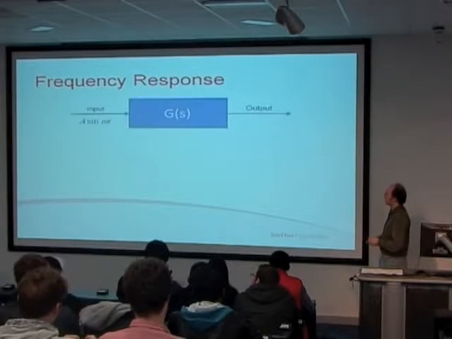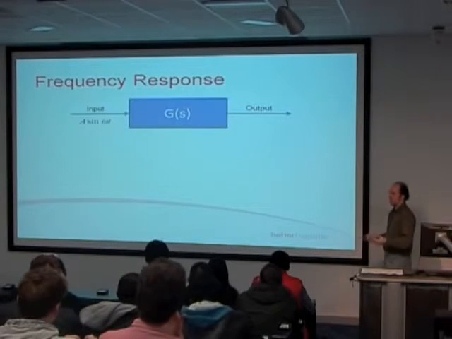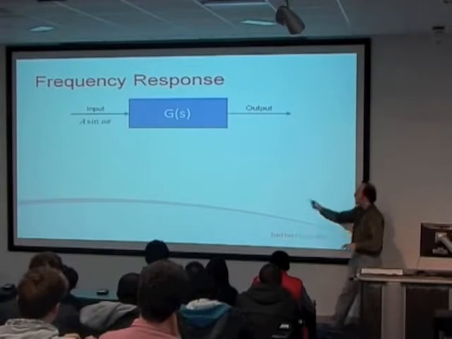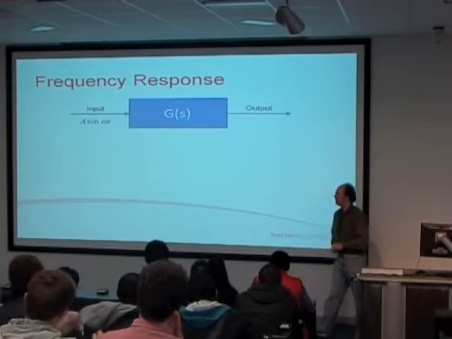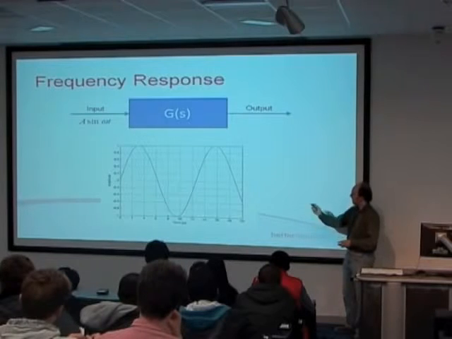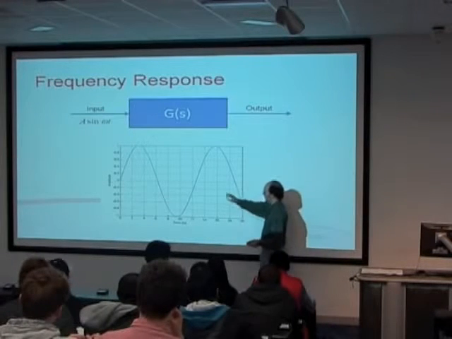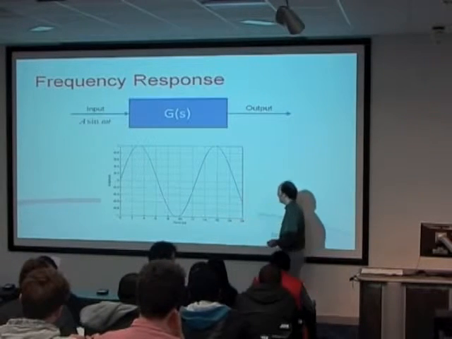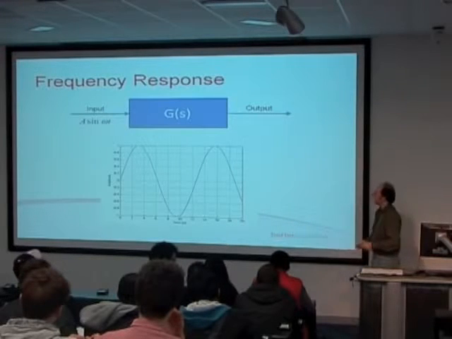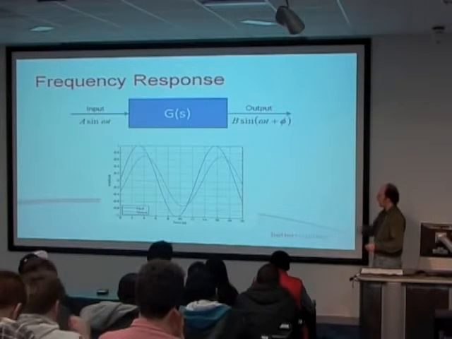This is just looking in the time domain. We've got some transfer function, G of s. There's our input, a sine omega t. This is the input, a nice sinusoid curve between 0 and 20 seconds. And then we have an output. The output is the green line.